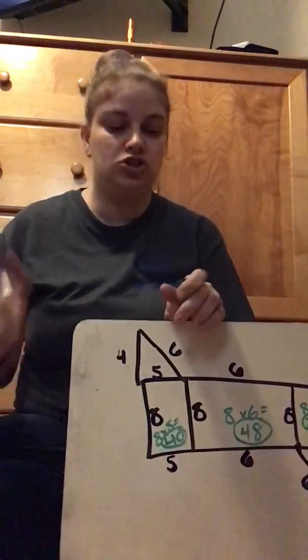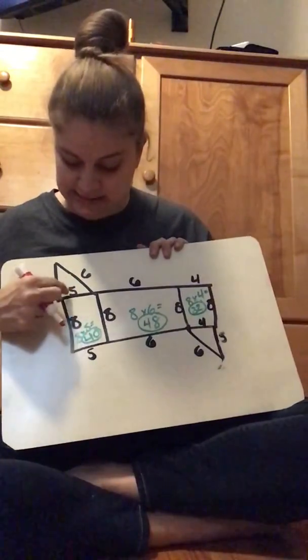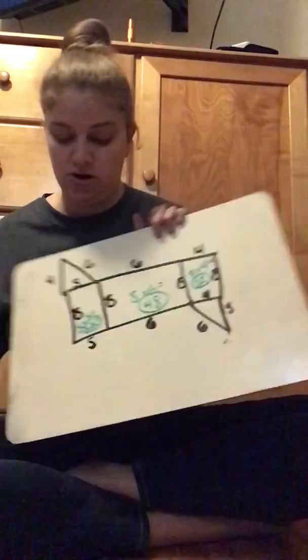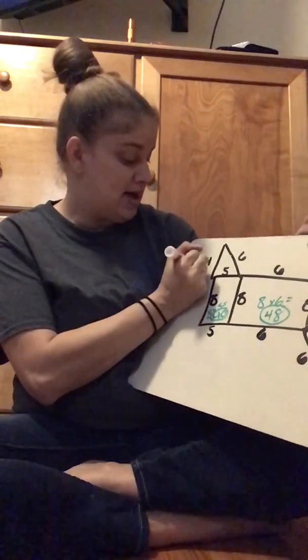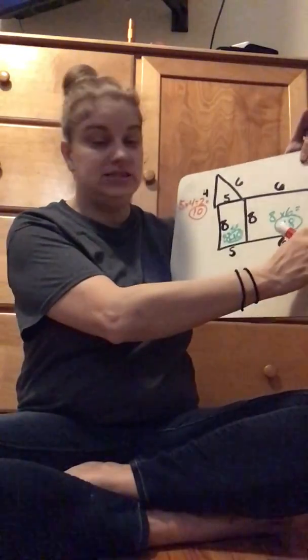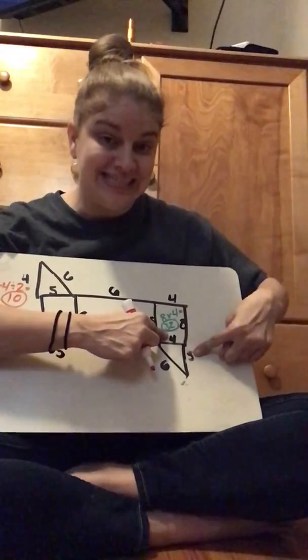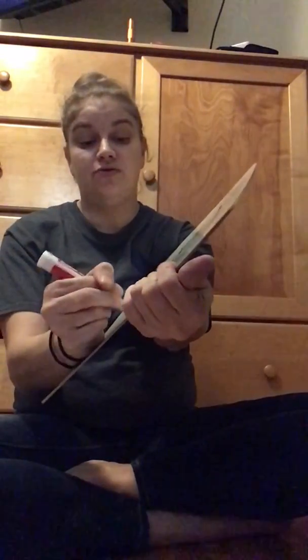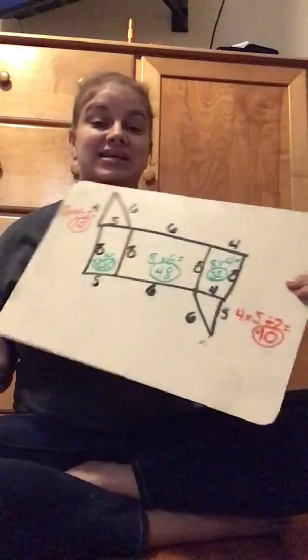Okay, and now I'm ready to move on to those two triangles. My base is 5, and my height is 4. So I would do 5 times 4, and it's a triangle, so divide it by 2. So 5 times 4 divided by 2 is 10. And now let's do this one over here. Sorry, you can't see it. My base is 4 and my height is 5. So 4 times 5 is 20, and it's a triangle, so I divide it by 2 and get 10.